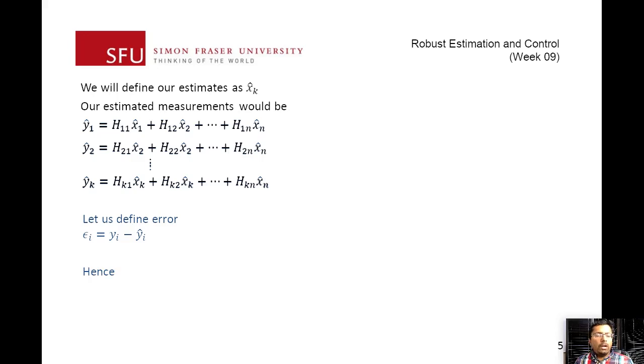So essentially I can substitute this value back. My y's I know, this is defined over here. So epsilon just becomes y minus h x hat, because the h here is known, so I can use the value of h. And then what we try to do is minimize the value of this error over here.